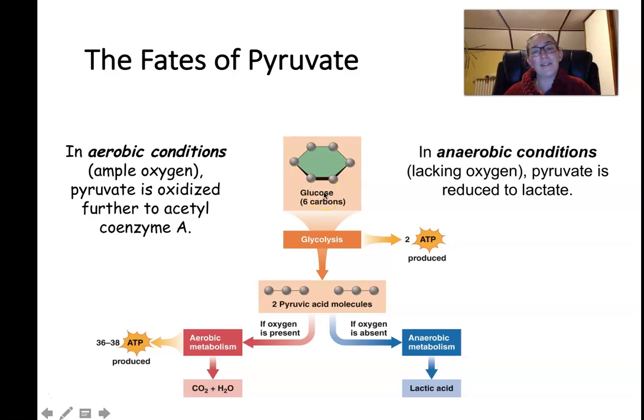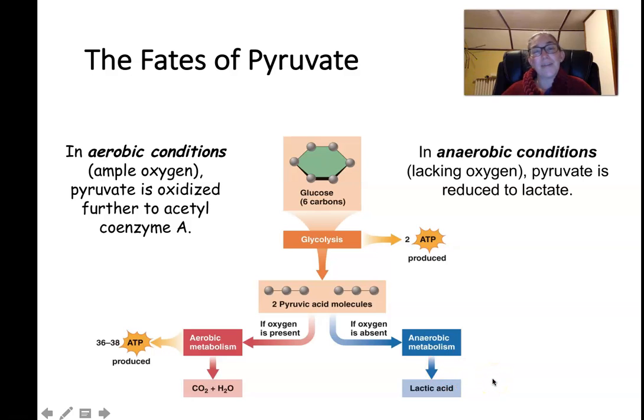If there's no oxygen around, then we call that anaerobic conditions. And anaerobic metabolism is a different pathway where the pyruvate instead gets converted into lactic acid, or in some organisms can be converted into alcohol. But since we're trying to stick with human cells in this class, our human cells can convert glucose to lactic acid.